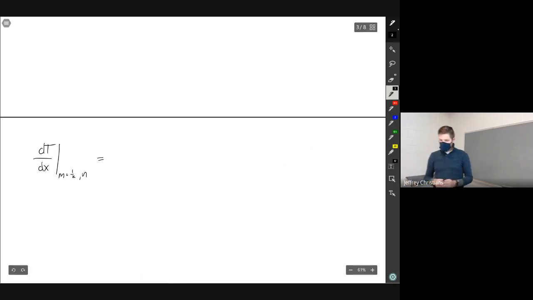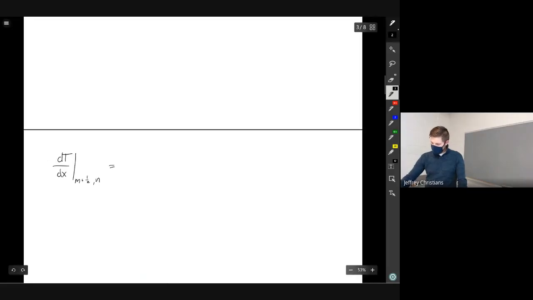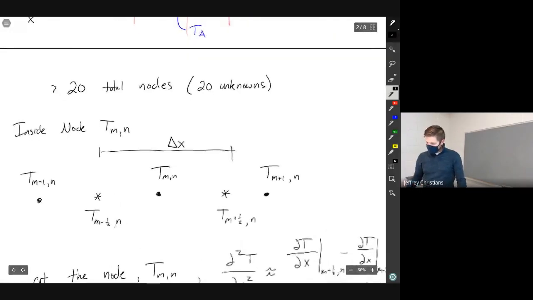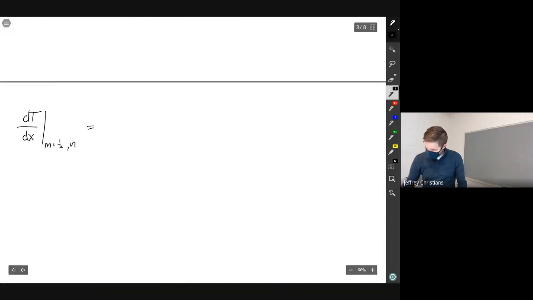Okay, so I'll go back up to my picture. The slope at this midpoint here is equal to this temperature minus this temperature divided by delta x, right? So this guy equals T(m+1, n) minus T(m, n), all over delta x.